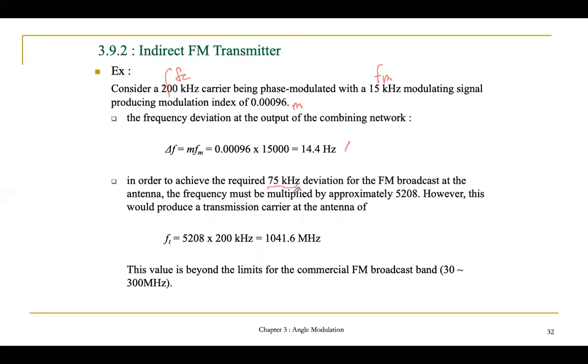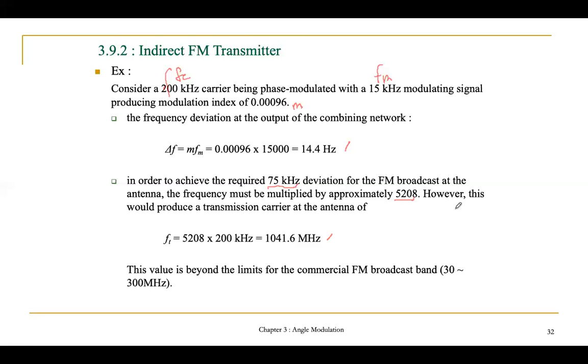So in order to achieve the required 75 kilohertz deviation for the FM broadcast at the antenna, the frequency must be multiplied by approximately 5,208. However, this would produce a transmission carrier at the antenna equal to 1041.6 megahertz. And you can see that this value is beyond the limits for the commercial FM broadcast band, which should be around 30 to 300 megahertz only.